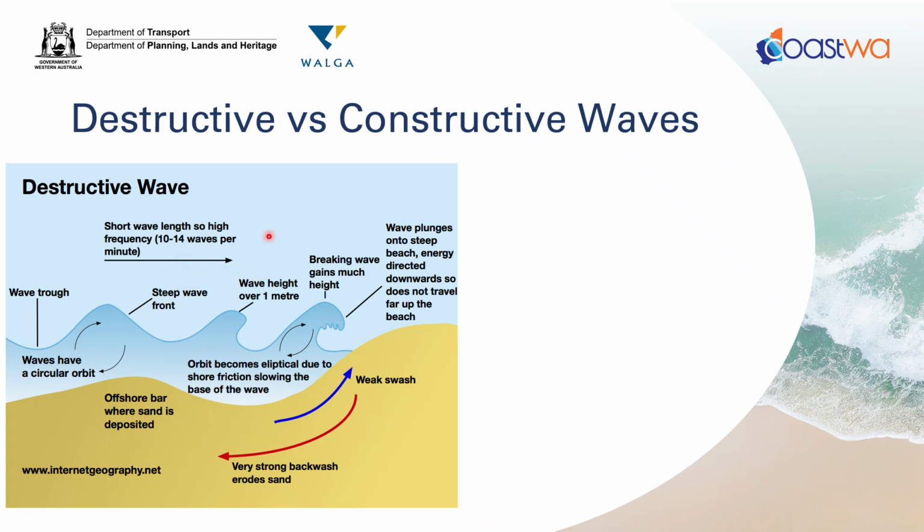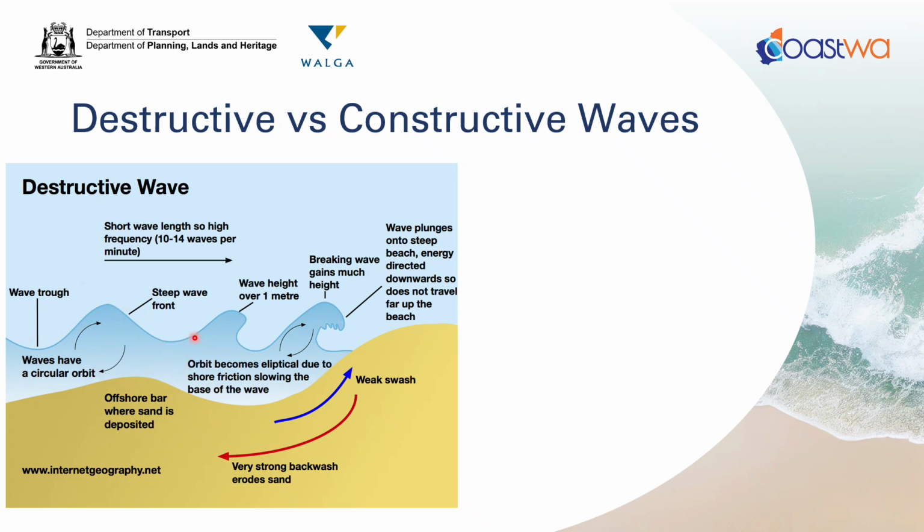So typically, as indicated here, we're talking about short wavelengths. So there's a high frequency of waves. You're getting, say, 10 to 14 waves per minute. So you've got wave periods that are in the order of around 6 seconds or less as a general rule. Again, we're talking quite generally here. So what we get then is these very steep wave fronts.